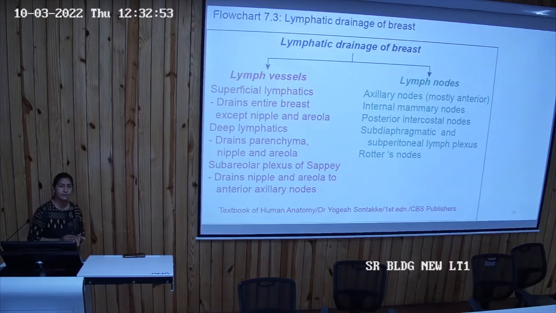The Rotter group of lymph nodes, these are the interpectoral group of lymph nodes that are sandwiched between the pectoralis minor and the pectoralis major muscle. These also drain some part of the mammary gland. You should know what the Rotter lymph node is. These are the interpectoral lymph nodes.